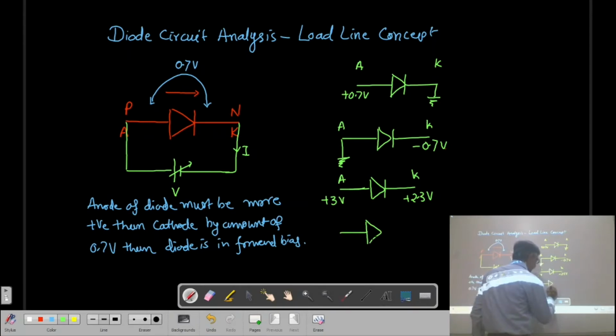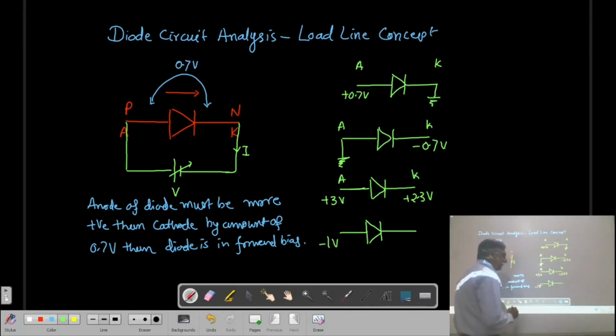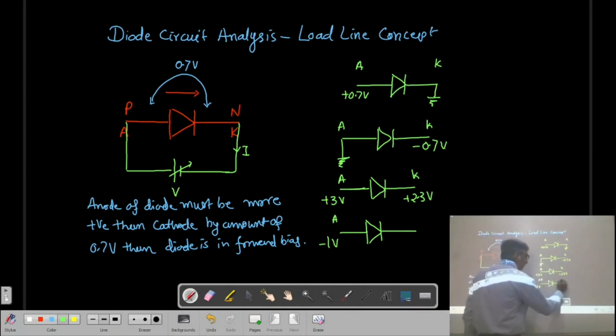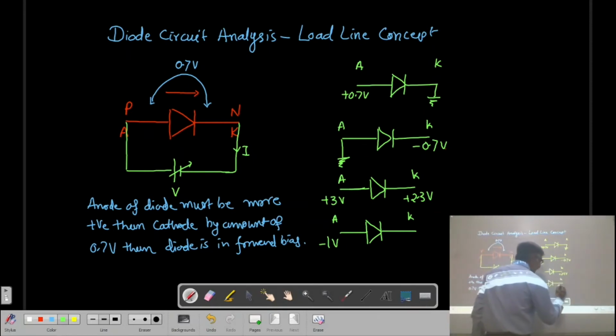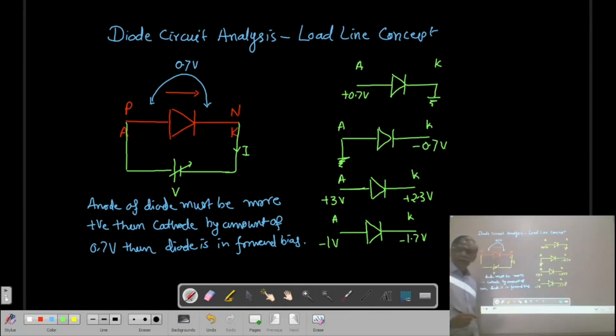Now here, if I apply minus 1 volt on the anode of the diode, then what should be the potential on the cathode? Naturally, the anode should be more positive than the cathode. So here, if I apply minus 1.7 volt, then the diode will be in forward bias. So I think now the concept is clear about what the forward bias of the PN junction is.